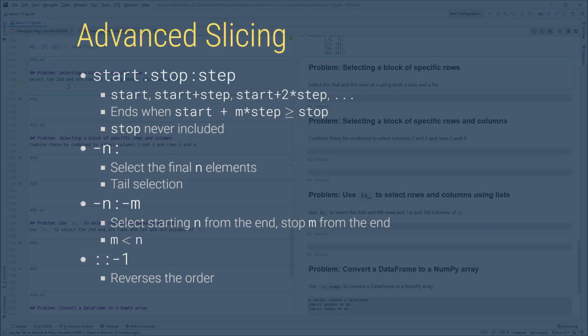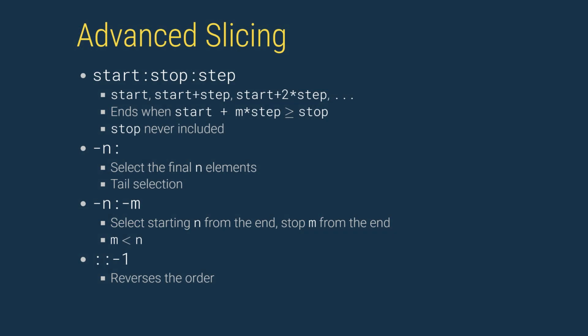Slices are flexible methods to select regular blocks. The full syntax matches that of range and takes 3 arguments: start, stop, and step. Using all 3 produces a sequence start, start plus step, start plus 2 step, until start plus m times step is greater than or equal to stop. In all cases, stop is never included.